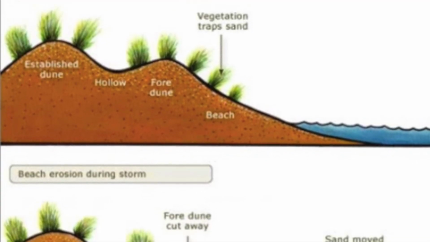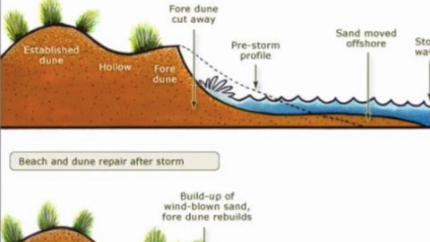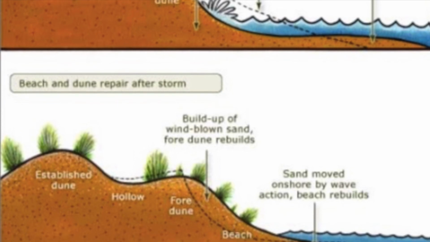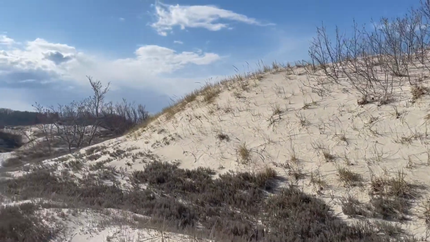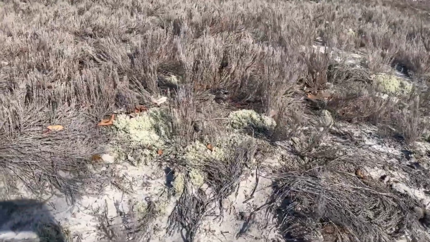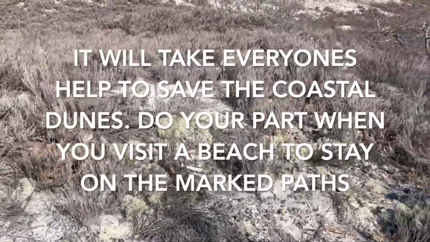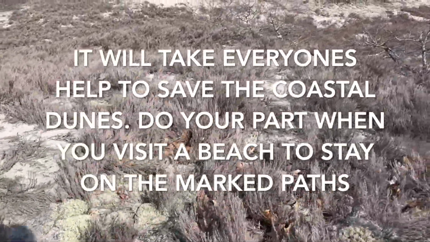Lastly, practicing re-nourishment is another way to help preserve the dunes. By bringing in new sand to the dunes, it helps build up the dune profile, ensuring it stays strong. The likely outcome of this conservation issue is tied to the fate of human society. There are simple fixes to preserve the dunes. However, it will take an effort from everyone who goes to the beach to help protect them.